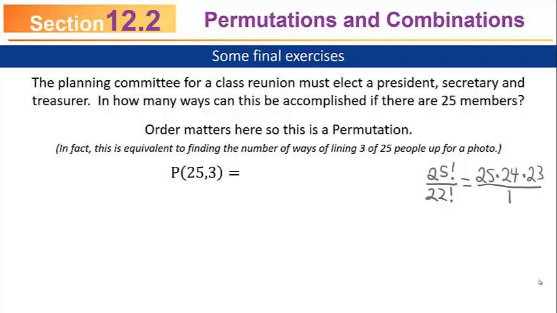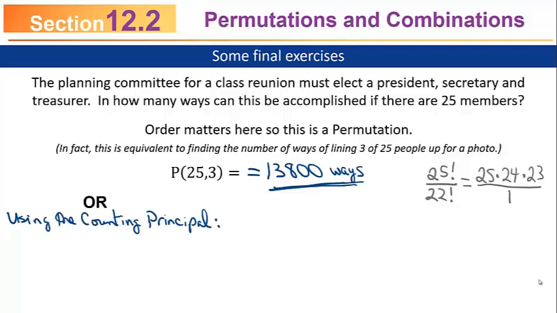And again, if you want to use my cancellation technique, that'd be 25 times 24 times 23 dot dot dot all the way to 1 up top, and 22 factorial down bottom would be 22 times 21 times 20 all the way down to 1. And everything up top except the 25, 24, 23 cancels, leaving you with 25 times 24 times 23 up top, and the entire 22 factorial down bottom cancels, so you have 1, and that would just be 25 times 24 times 23, which is 13,800 different ways.